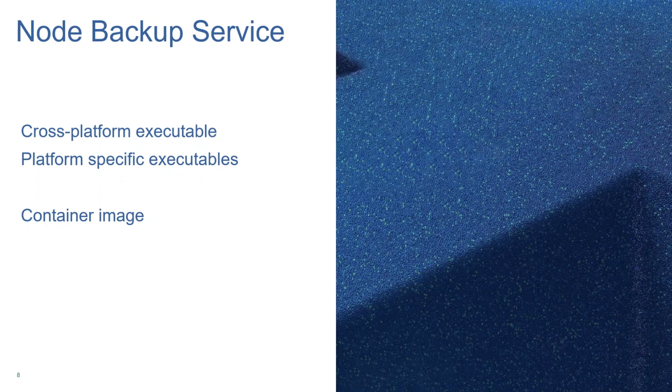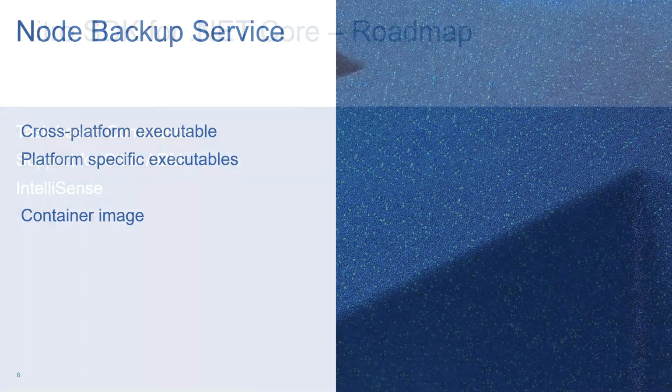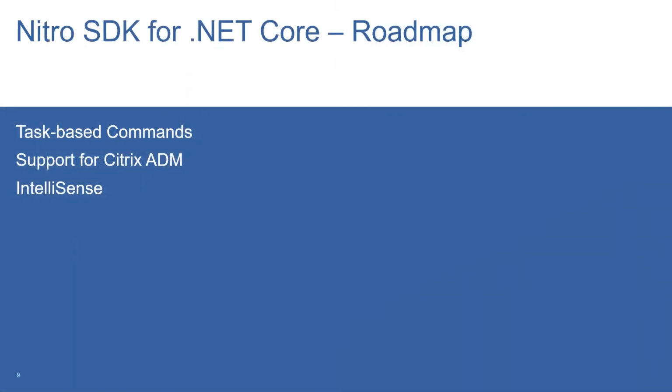Before we go on to the next topic, let's take a quick peek at the roadmap for our SDK. Currently, the only task-oriented operation is creating backups using Nitro API. Other task-oriented operations will be added later, such as updating the application flows regarding the ACME protocol for Let's Encrypt. We also aim to support Citrix ADM in the future and to provide IntelliSense support in a development environment. Alright, that wraps up the Nitro SDK. On to our next topic, logging.